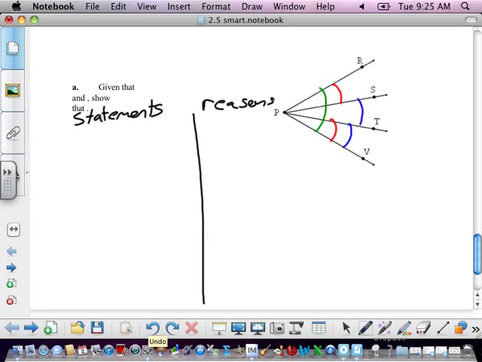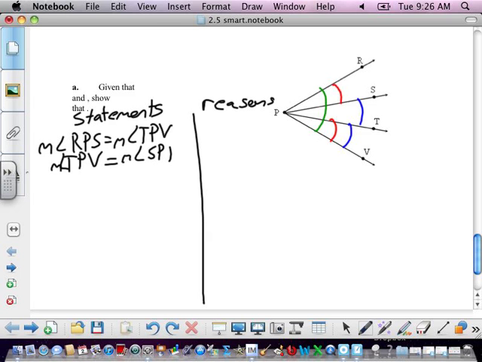First thing I'm going to write down is what? Does anybody remember what we call it? You're given. Good. The measure of angle RPS equals the measure of angle TPV, and angle TPV is equal to the measure of angle SPT, and that's my given.